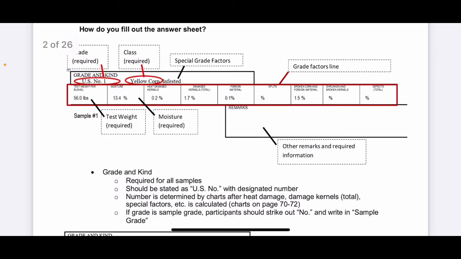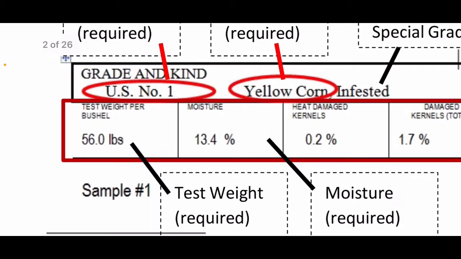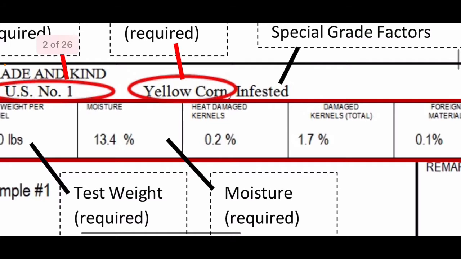So when you fill out the answer sheet, this is what's in here. The grade and kind. So your grade, the US number 1, depends on a multitude of factors that we've already talked about in one of the videos. I forget which one it was, but it was the Agri101 series. It was in the weather video, because we're talking about test weight. Test weight factors into this. What else factors? Test weight, then your heat damage, your DKT, which is your damaged kernels total. There's all kinds of other things that play into this. Your corn type, any special grade factors.